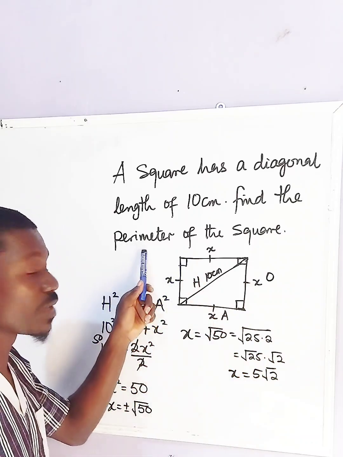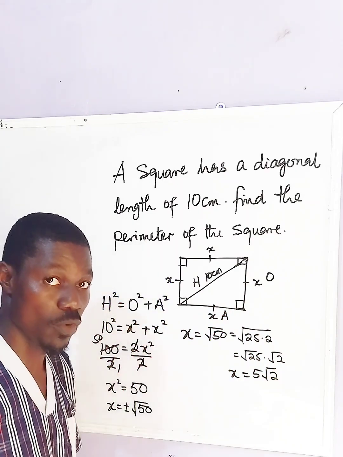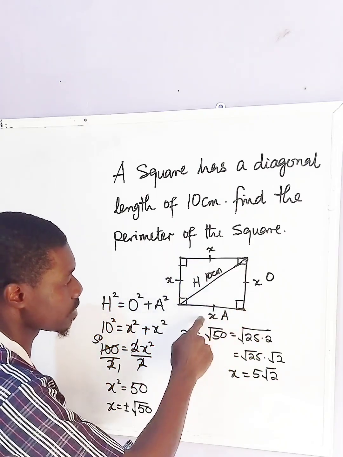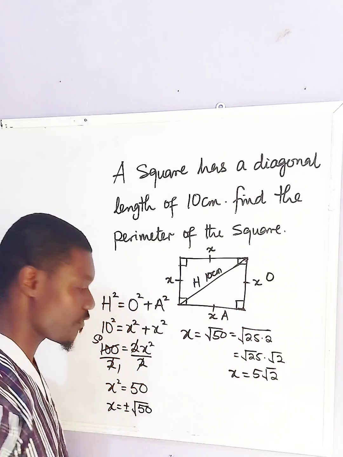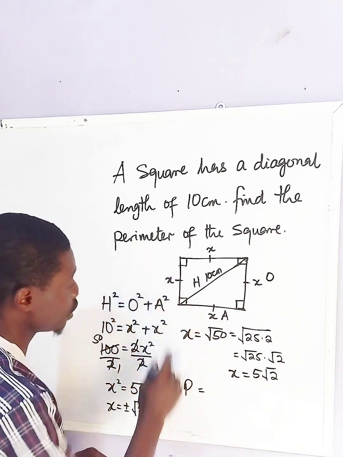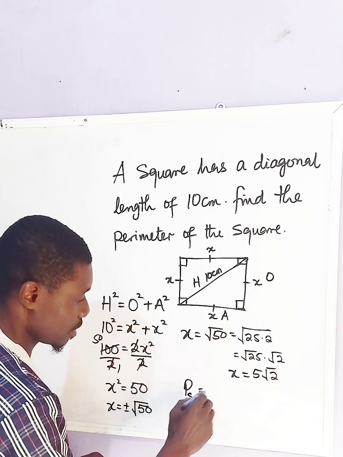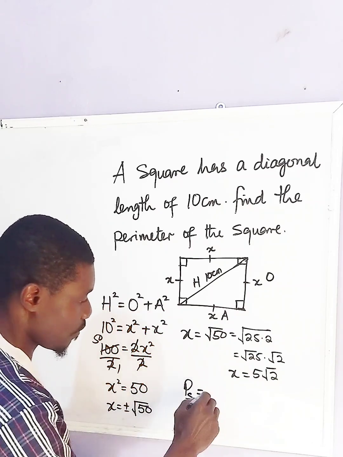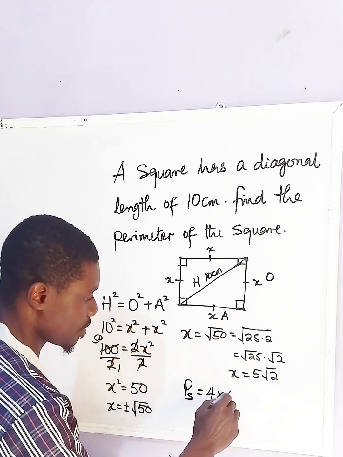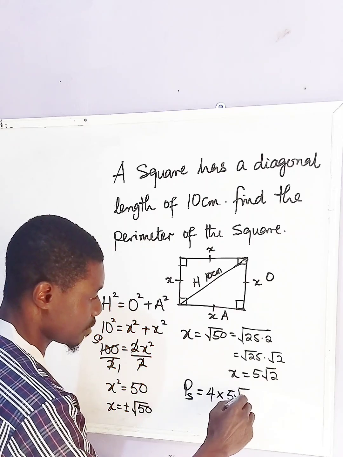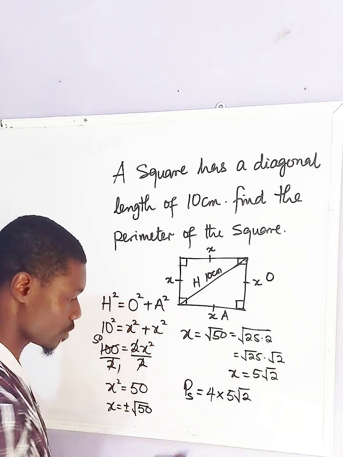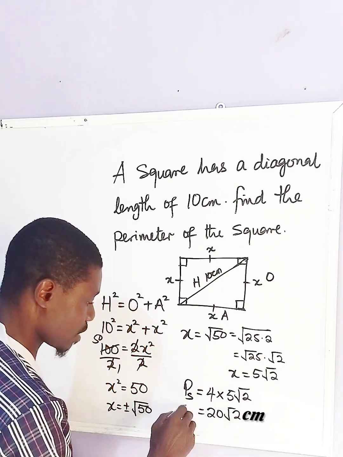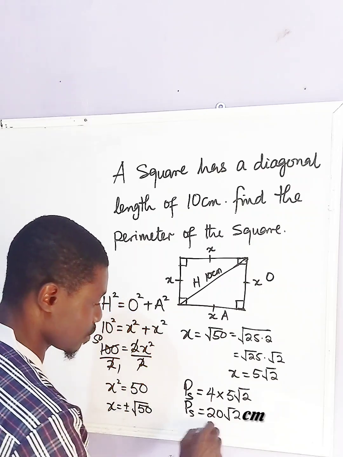However, we are told to find the perimeter, and the perimeter is the sum of all the sides. Since we have 1, 2, 3, 4 sides, we can multiply by 4. The perimeter of the square equals 4 times 5 root 2. So this will give us 20 root 2 as the perimeter of the square.